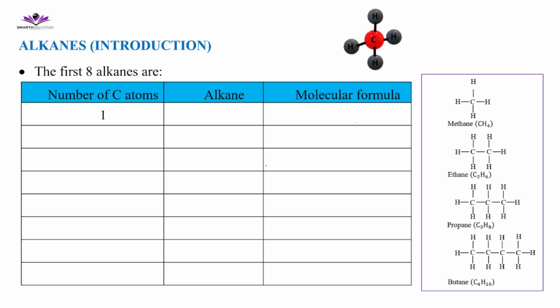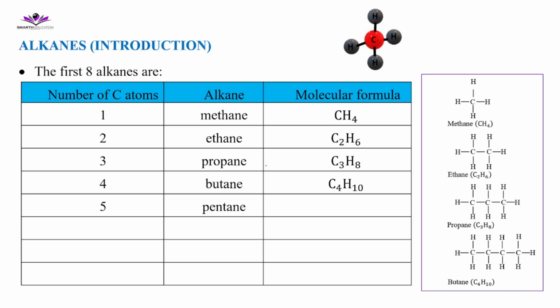We have one carbon, that is methane, and this is the molecular formula. With 2 carbons it is called ethane. That's the molecular formula. And then we go to propane with 3 carbons, butane with 4 carbons, pentane with 5 carbons, hexane with 6 carbons, heptane with 7 carbons, and then octane with 8 carbons.